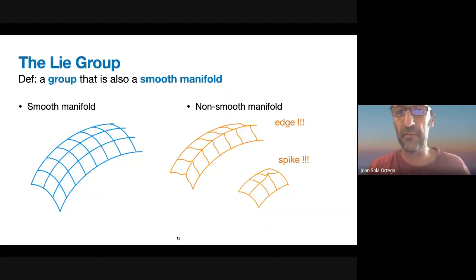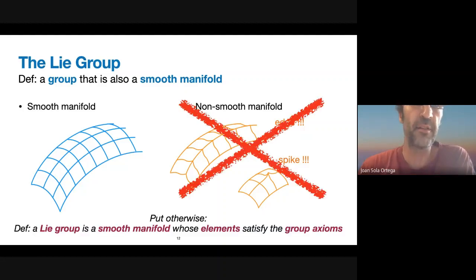We call it a manifold, right? And this surface is smooth. It has no edges or spikes, okay? The definition of a smooth manifold, we can go through the mathematical definition, is, let's say, more involved, but it's not necessary to go beyond this intuitive notion. So the n-dimensional surface where the elements of the group live is smooth. So it's a kind of surface similar to the one on the left in blue.